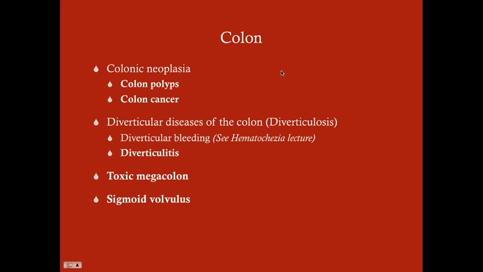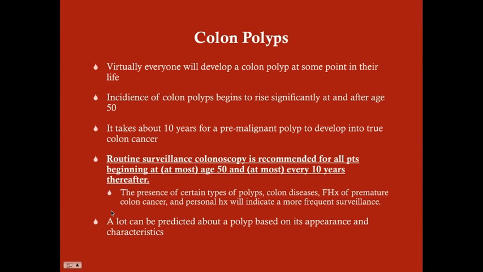I talk about diverticular bleeding in the matachesia lecture, just because this is more of a GI bleed problem, and so if you want to get more information on that, you should tune into that lecture. I'm not going to talk about it much here. I will talk about diverticulitis, though. It's another one of the big complications of diverticulosis. We'll also talk about toxic megacolon, which is a big complication of ulcerative colitis, and then sigmoid volvulus, which is a cause of obstruction.